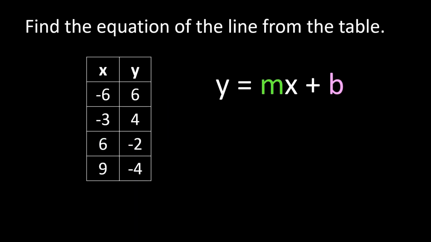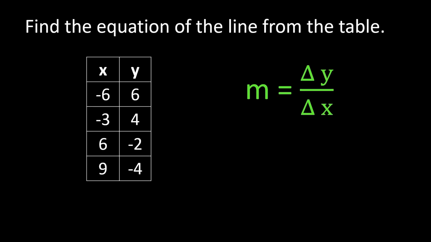We're going to find the equation of the line represented by this table, and we're going to put it in the format of y equals mx plus b. To calculate our slope, we're going to use change in y over change in x. And I'm going to use the first 2 points, and to calculate my change in y, my y values were 6 and 4. That's a change of -2. So -2 is my change in y. It will go on top.